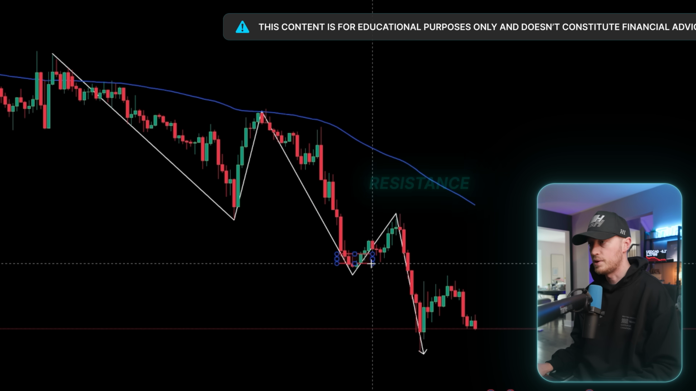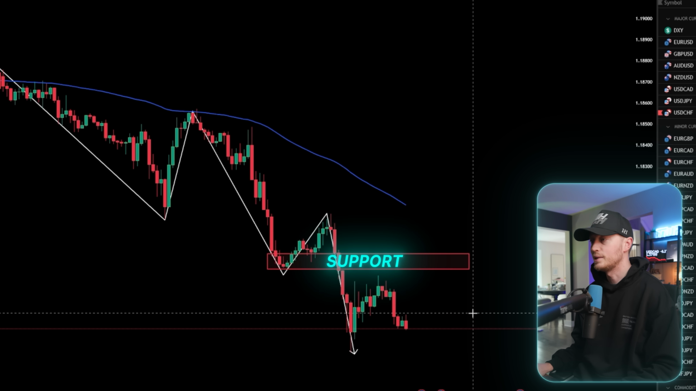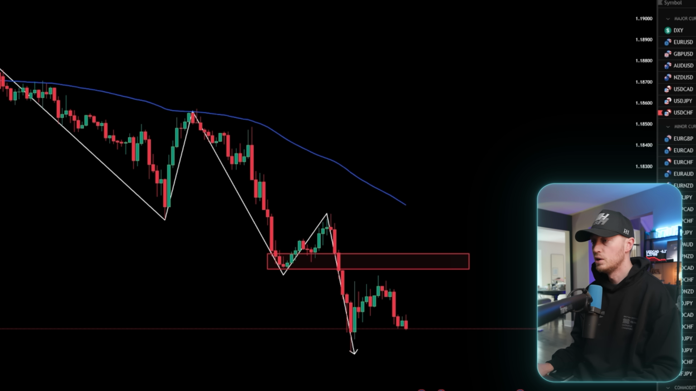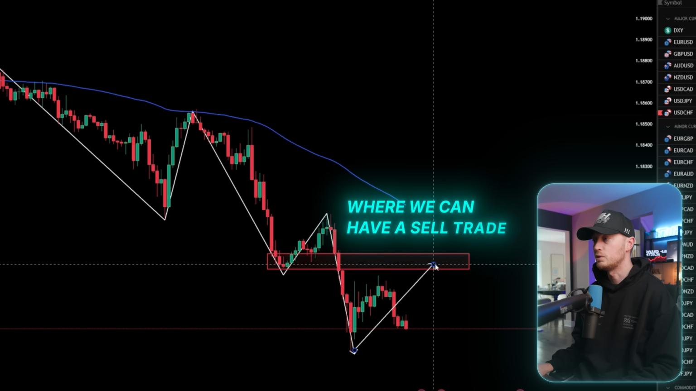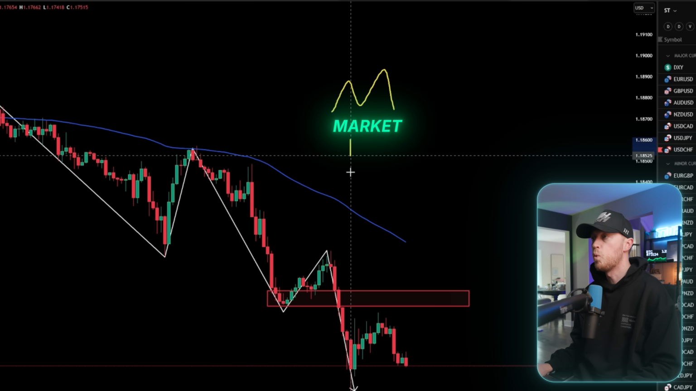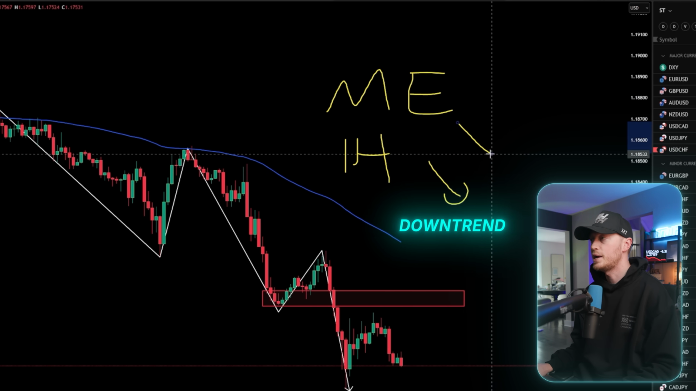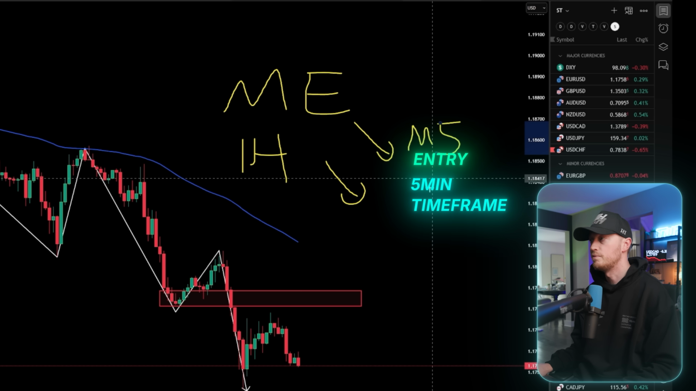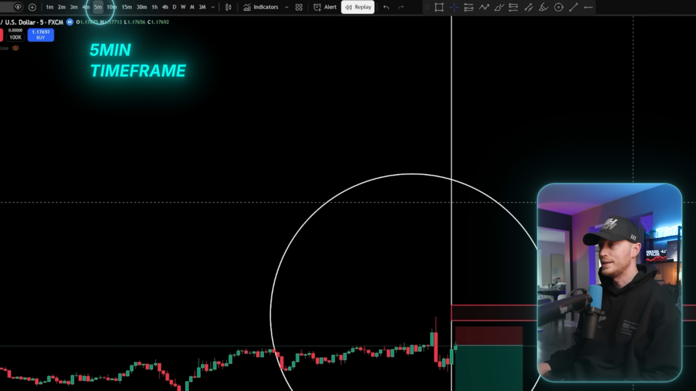And we're looking for the same thing right here, right? There is the prior level of support. Now we're hoping that level is going to be used as resistance. So we're waiting for price to retrace, pull back to that level where we can have a sell trade and go to that lower time frame. So the market on the 1 hour time frame is telling us that we are in a downtrend. And next we need our entry, which will be on the 5-minute time frame. So we simply wait for the price here to pull back to that level. So now we jump down to the 5-minute time frame.